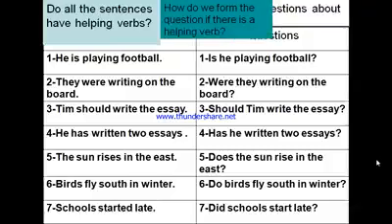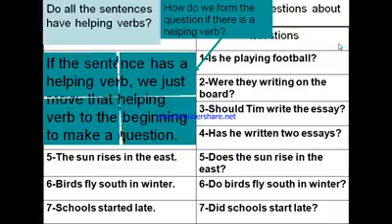Now how do we form the question if there is a helping verb? As you notice in sentence 1, he is playing football. Is he playing football? What we did here is we just switched the subject and the verb, or simply we moved the helping verb is to the beginning of the sentence and we added a question mark. We did the same for sentences 2, 3, and 4. So if the sentence has a helping verb, we just move that helping verb to the beginning to make a question.